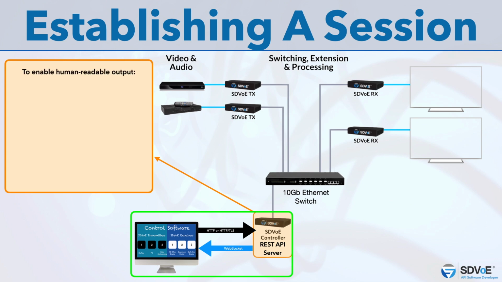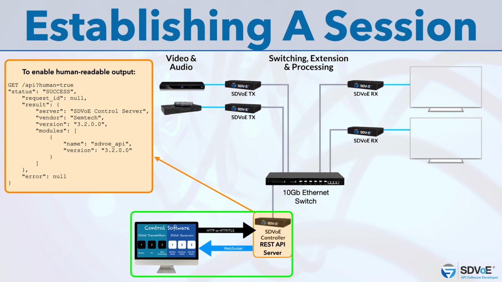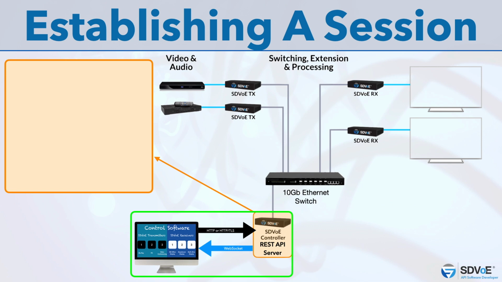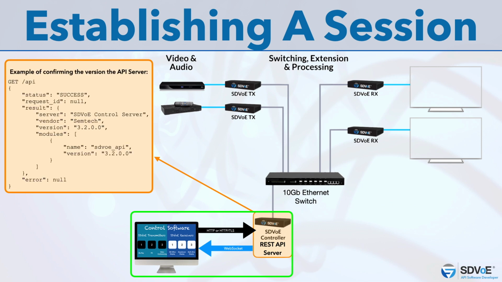Let's take a closer look at each of these in the order that they would likely be applied. This script enables the human readable output. In this example, we are confirming the version of the API server.